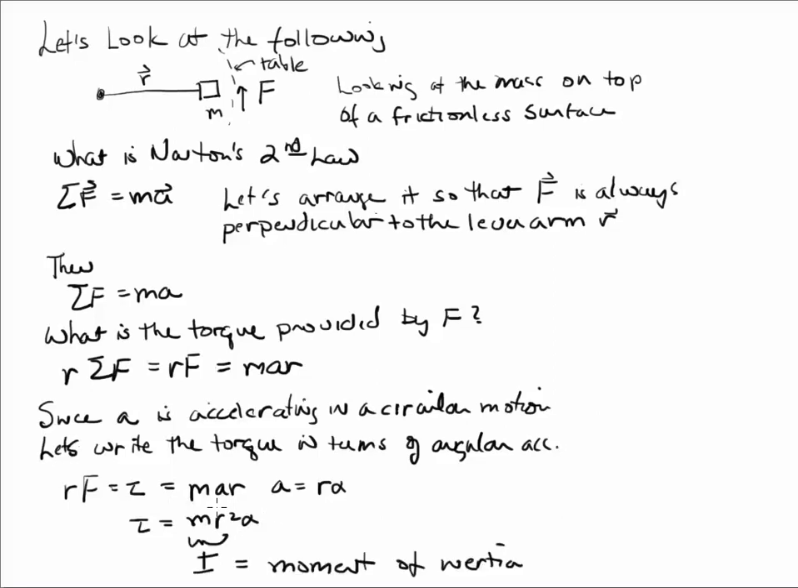We identify the term mass times R squared, or the mass times the length of the lever arm squared, as the moment of inertia. Now this moment of inertia plays the same role as the mass in Newton's second law in linear form. It is a resistance to angular acceleration, or to changing the angular motion.